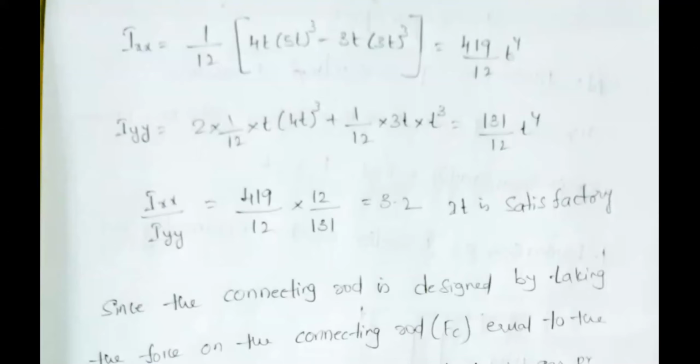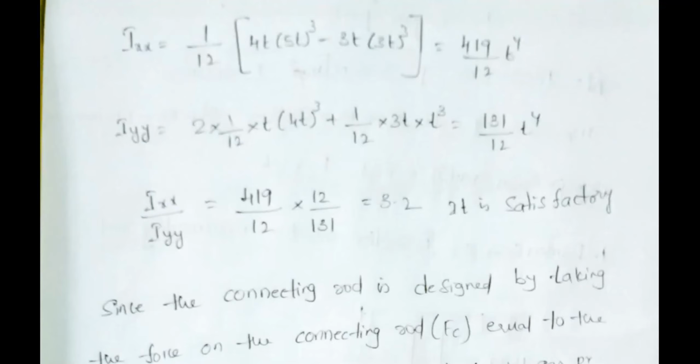Now check these values, Ixx by Iyy, the moment of inertia about the x-axis and the moment of inertia about the y-axis. Now you will get the value of 3.2. Our safest value is between 3 and 3.5, so your chosen proportions are satisfactory.